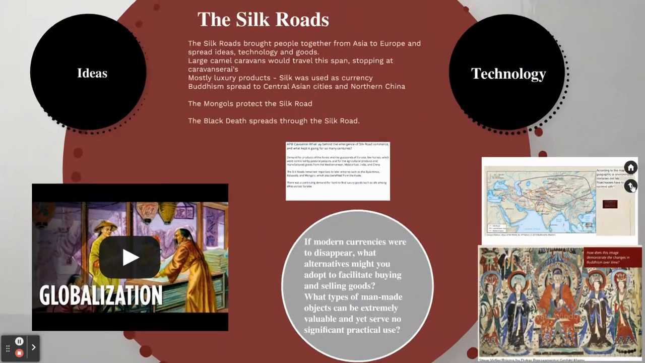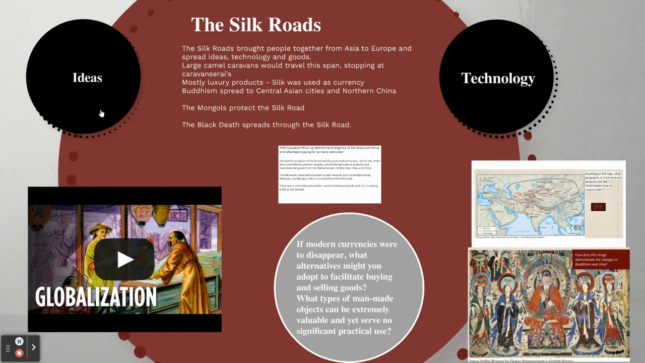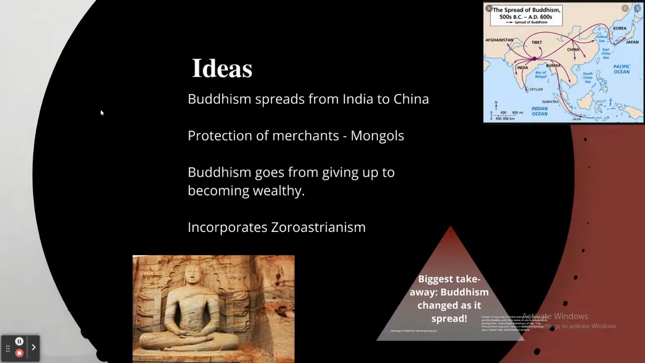Okay, so you can see the impact of globalization. It was a lot of ideas and technology that were spread more than goods. So some of the ideas, like I said, Buddhism spread like wildfire along the Silk Trade route. It's going to spread from India, where it began, to China. And again, since the Mongols are protecting the merchants, that helps facilitate the ideas that spread so quickly.